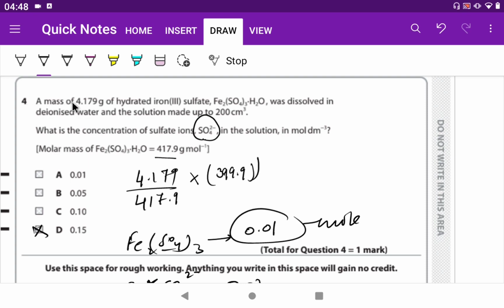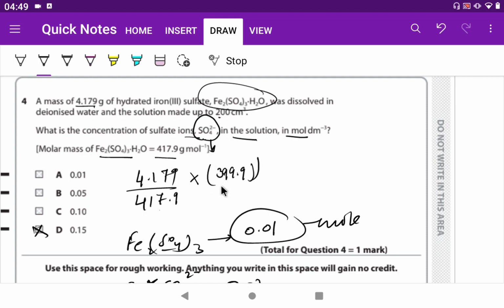Question 4. A mass of 4.179 gram of hydrated iron(III) sulfate was dissolved into deionized water and the solution made up to 200 centimeter cube. What is the concentration of sulfate ions in the solution in decimeter cube? For finding the concentration, we need to find the number of moles. So how can we find the number of moles? The given mass divided by the molar mass that is given to us.